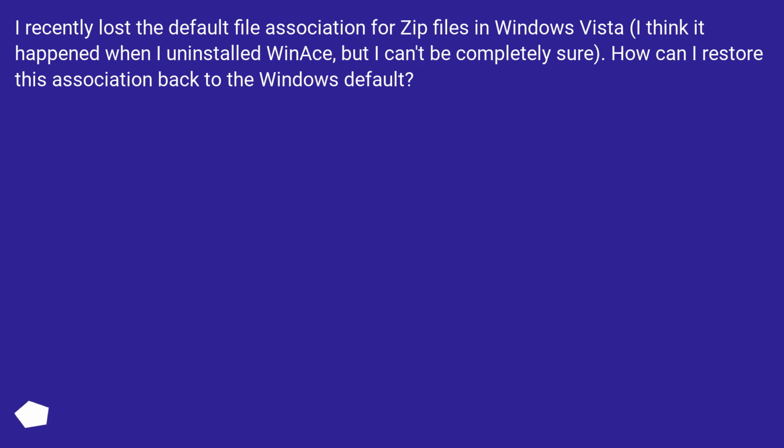I recently lost the default file association for zip files in Windows Vista. I think it happened when I uninstalled Windows, but I can't be completely sure. How can I restore this association back to the Windows default?